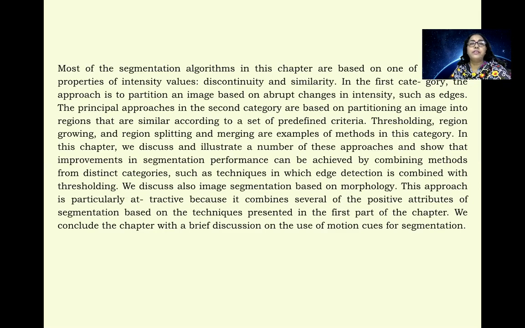In this chapter, we will discuss and illustrate a number of these approaches and show that improvements in segmentation performance can be achieved by combining methods from distinct categories, such as techniques in which edge detection is combined with thresholding. We also discuss image segmentation based on morphology. This approach is particularly attractive because it combines several of the positive attributes of the segmentation techniques presented. We will discuss these one by one slowly.